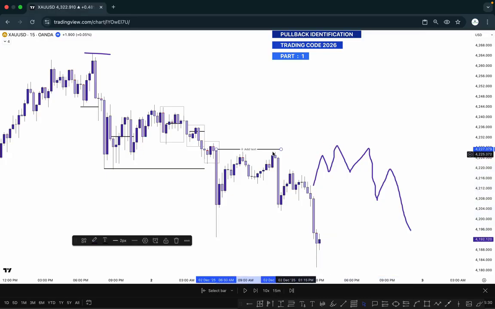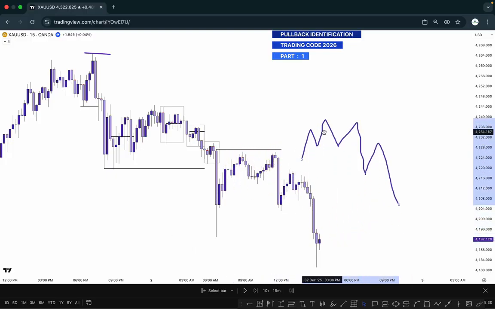But what about this one? This one is not a valid pullback, but between this candle's high and low, we can say the market created a valid pullback multiple times, or we can say an internal valid pullback, right? So let's see what happens next.